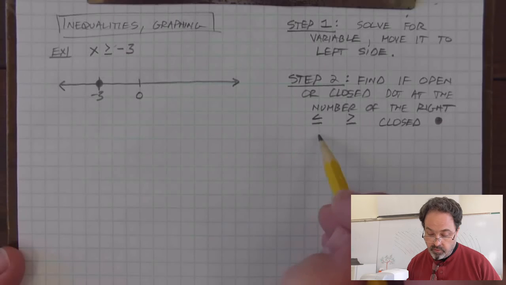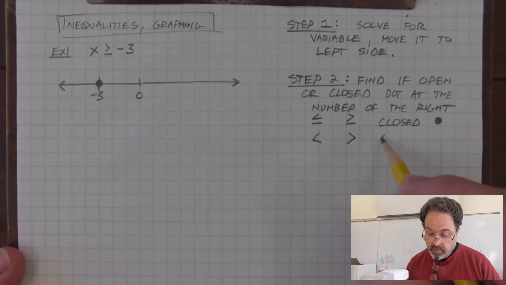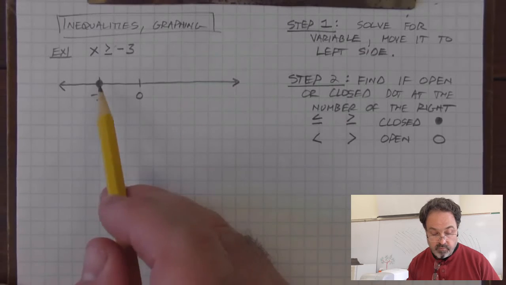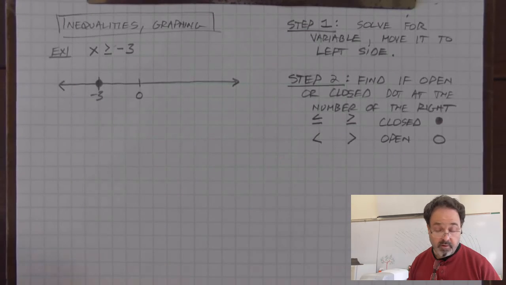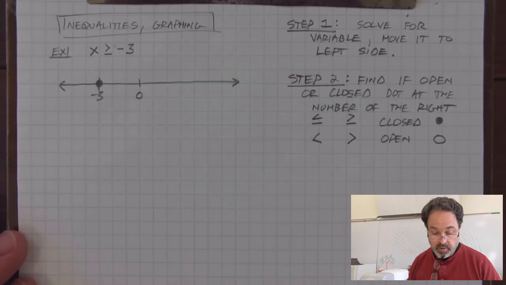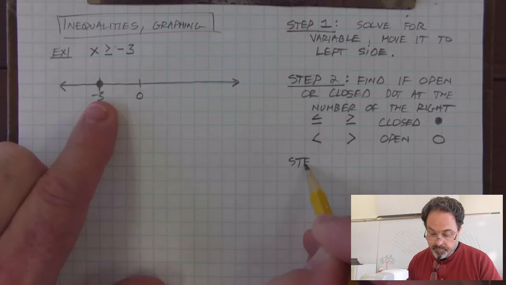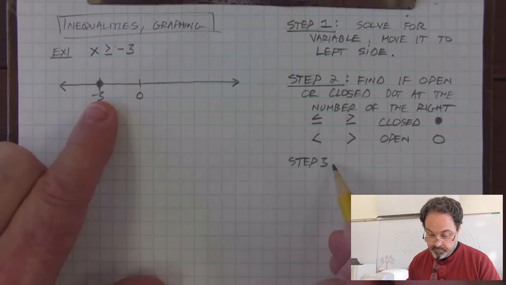If the inequality symbol is less than or greater than, then we use an open dot. And an open dot is a symbol that suggests that it's a placeholder. It's an important location, but the dot is open, meaning it's an important location, but we can't be on it or at it. We're using a closed dot here. We'll use an open dot in another example. That was step number 2, and now to finish up, step 3.